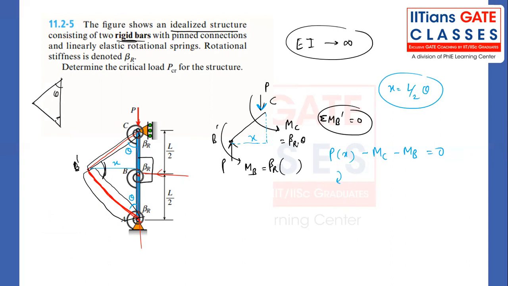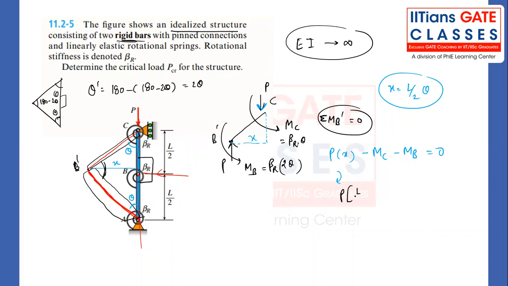This is theta. This is theta. This is 180 minus 2 theta. So what is the initial angle? 180. What is the final angle? 180 minus 2 theta. So what is the final deflection in the spring? The final theta dash will be 180 minus 2 theta, so that will be 2 theta. That is the only trick, the only tricky thing in this particular numerical.